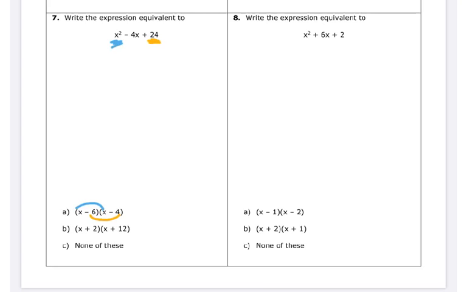So far, A works. Option B, x times x, yep, that makes x squared. 2 times 12, yep, that makes 24. So unfortunately, both A and B would make the front number and the back number. So I'm going to rewrite A.